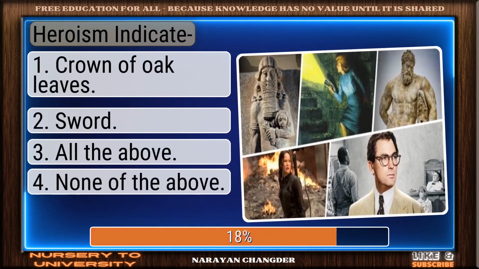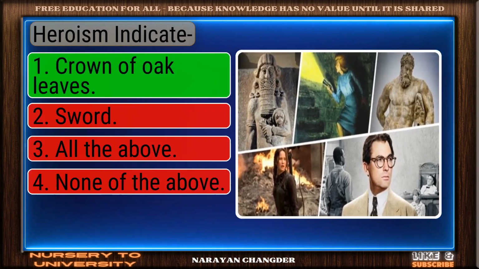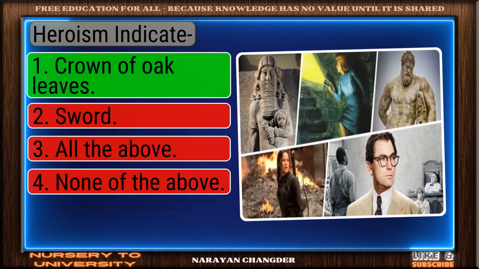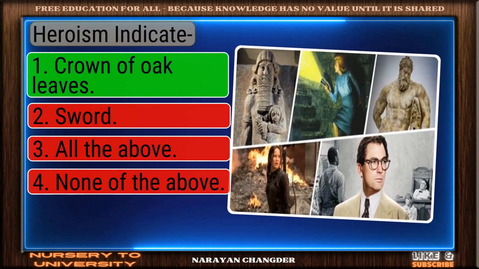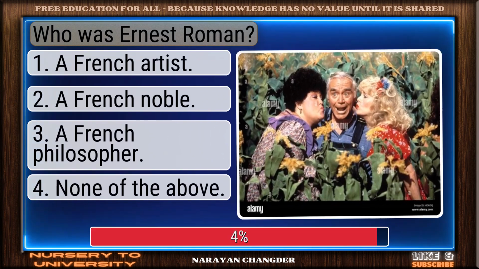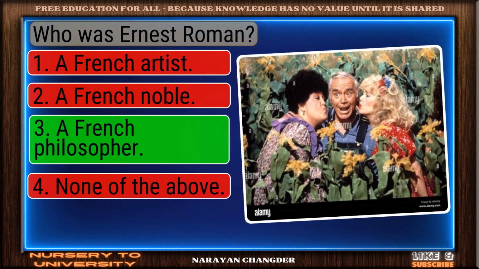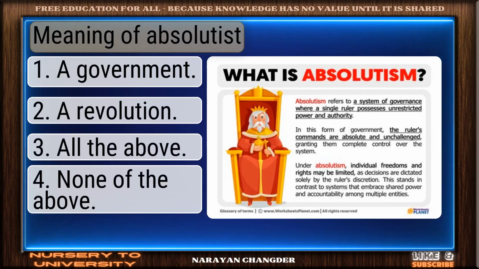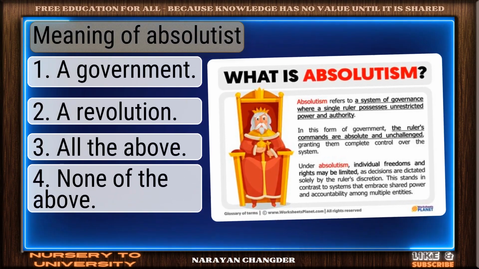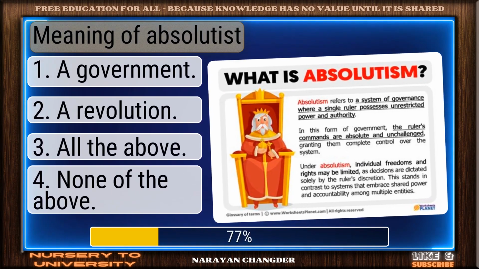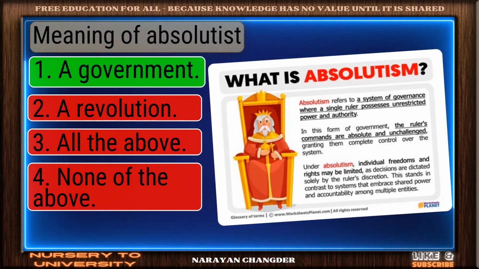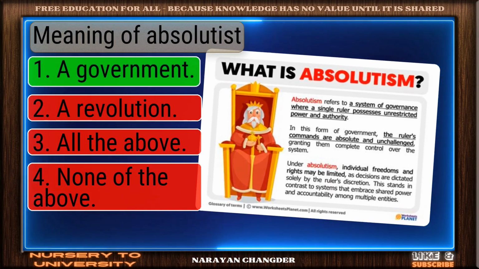Heroism indicate. Exactly. Crown of oak leaves makes sense. Who was Ernest Renan? Clear logic. A French philosopher is sound. Meaning of absolutist. Strong choice. A government is right.